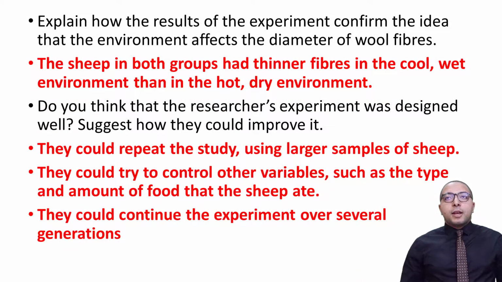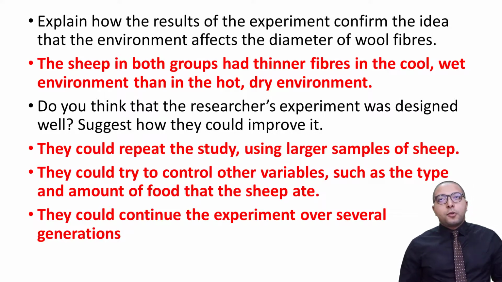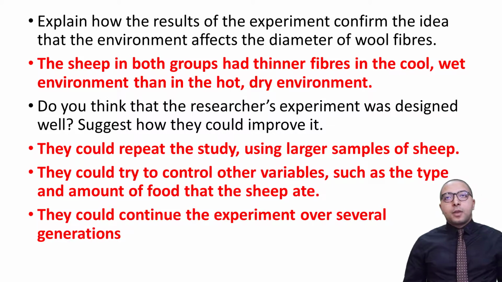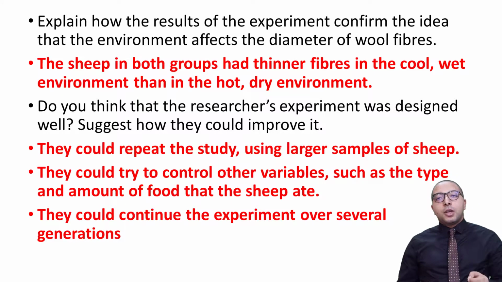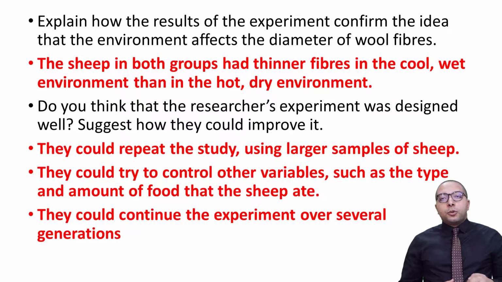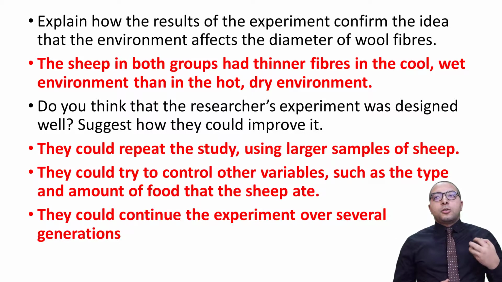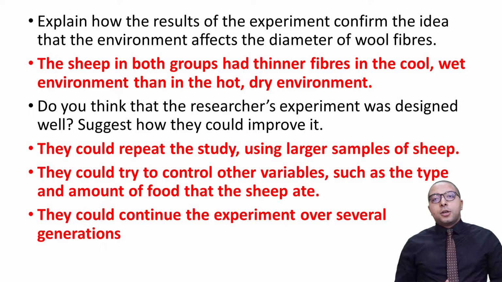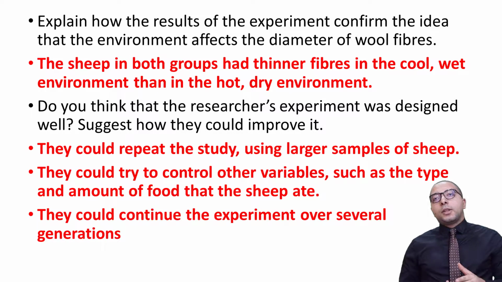Next question, explain how the result of the experiment confirmed the idea that the environment affects the diameter of wool fiber. As you know, the sheep in both groups had thinner fibers in the cool, wet environment than in the hot, dry environment. So based on the result, we can understand that it's always a plus to put the sheep in a cool, wet environment, because in a hot, dry environment the wool is not going to be as much as the other sheep which is kept in the cool, wet environment.